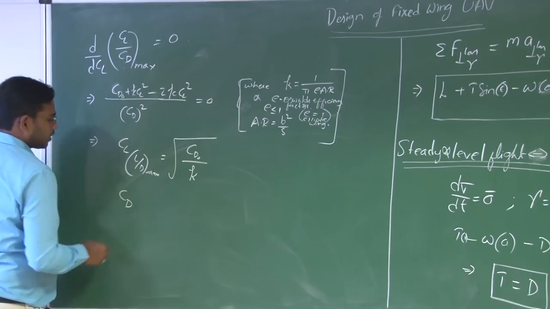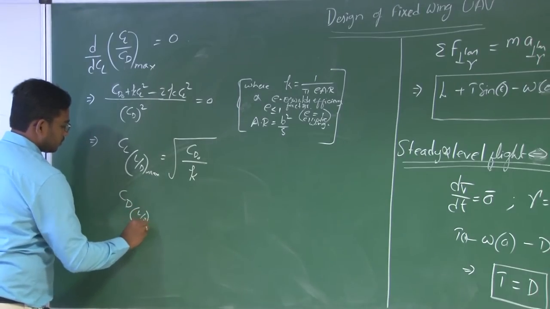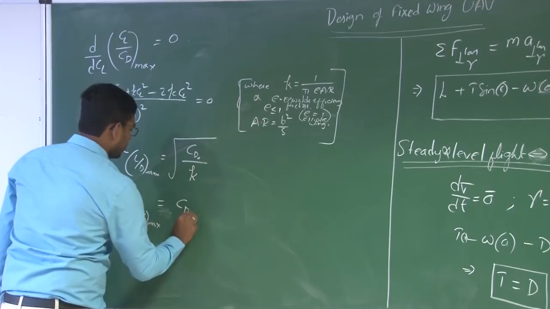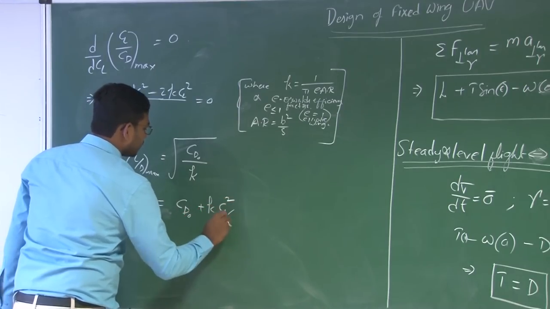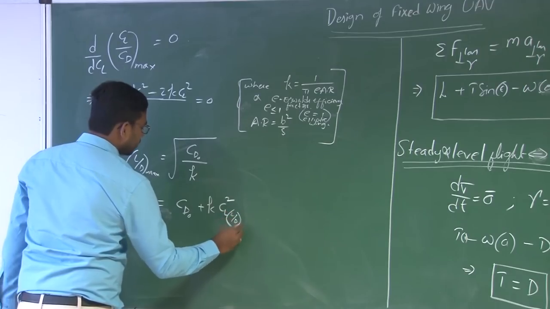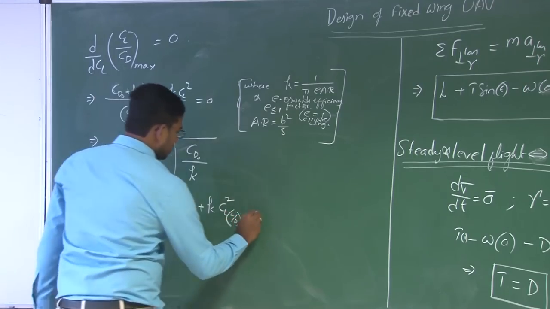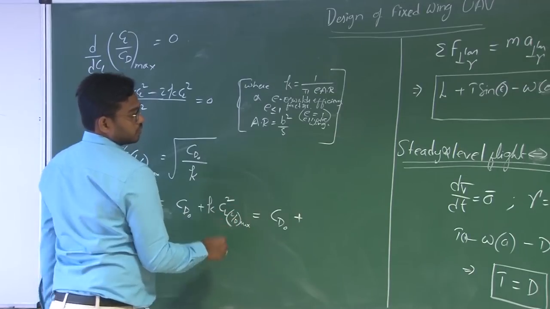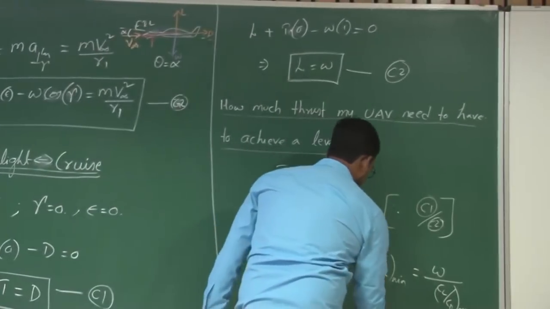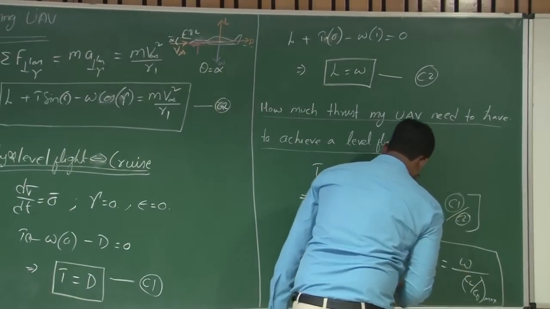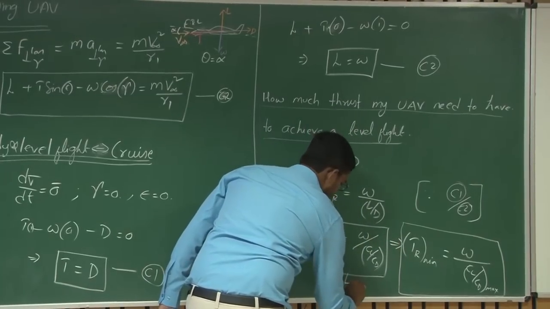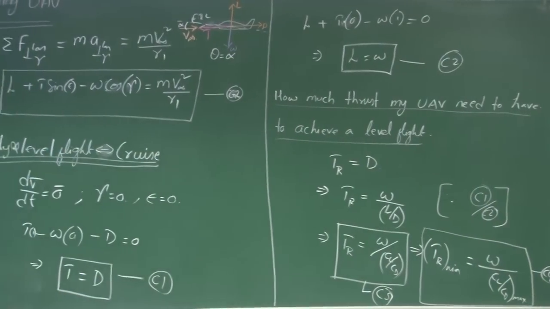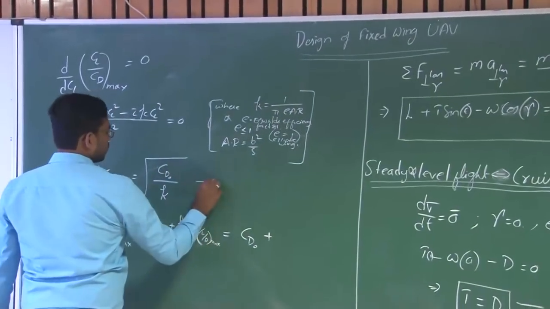Now, what is the corresponding drag coefficient for this L by D max condition? It's CD naught plus K CL square from the drag polar, right? Where the CL here has to be CL for the L by D max condition or CL by CD max condition. This equals CD naught plus, substituting this particular equation here. Say this is your equation C3. This is your C4. Right. This is your C5.